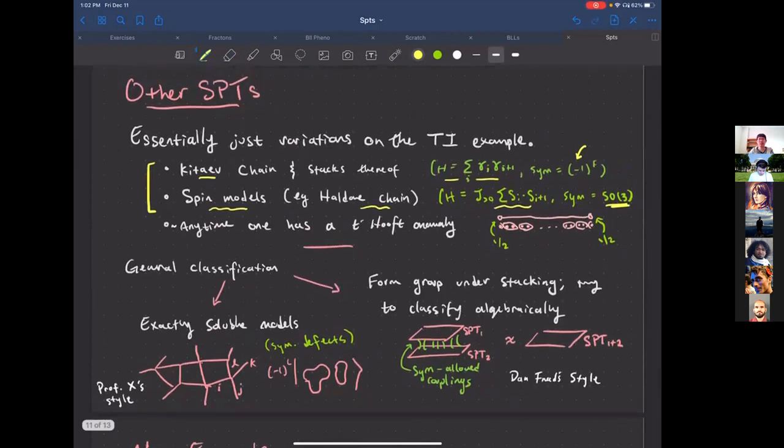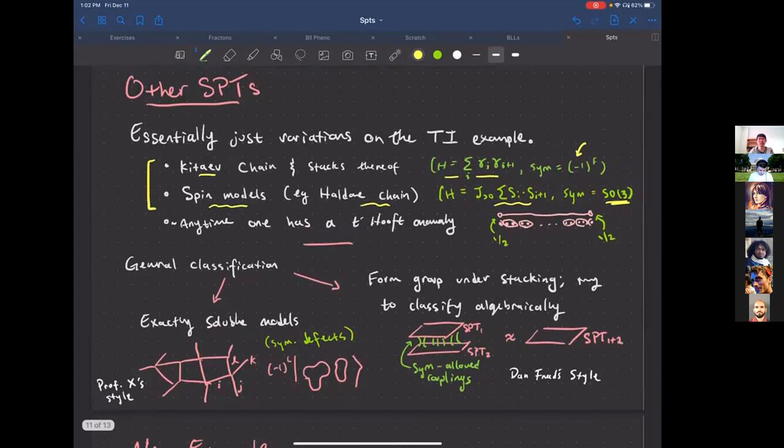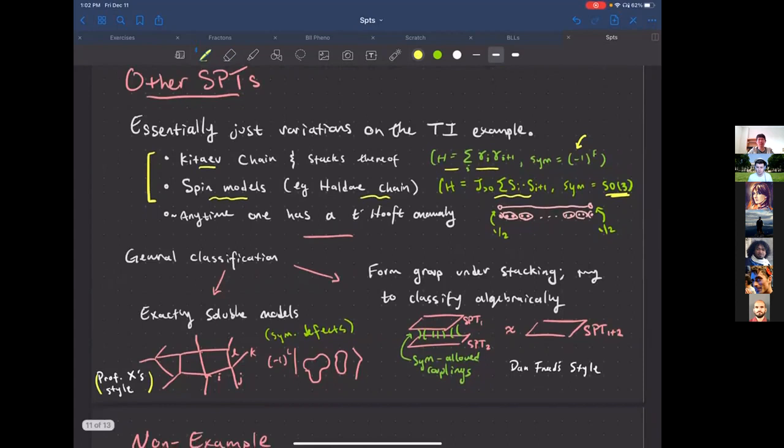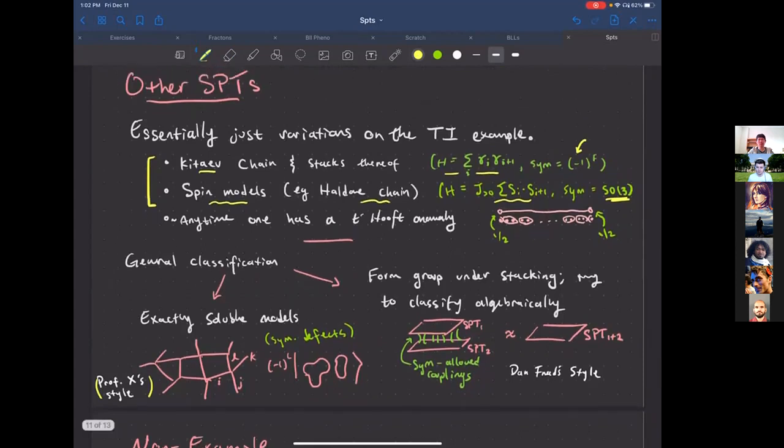If you want to explore SPTs more generally, there are 2 plans of attack you can take. One plan of attack is to try to write down general lattice models that give you these kinds of topological responses. This is the style of Xiaogang and his affiliates. Another perspective is to approach them more formally in a more algebraic language. This is the style of Dan Freed and people.